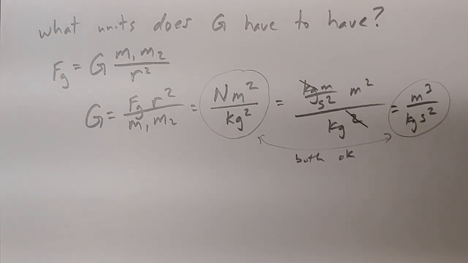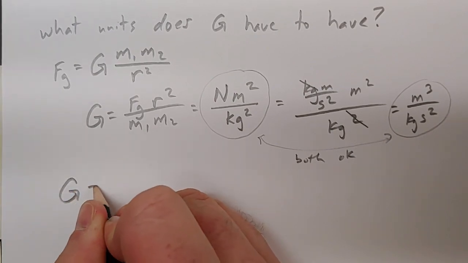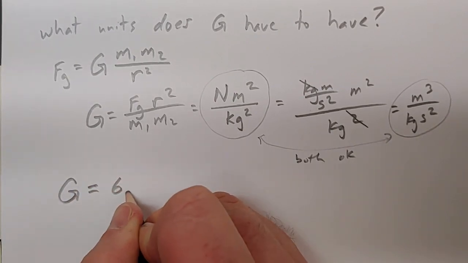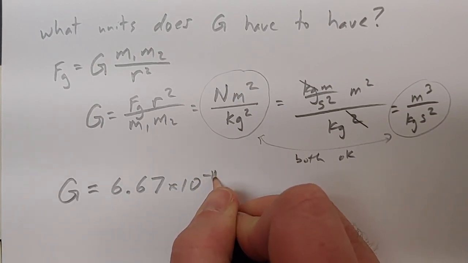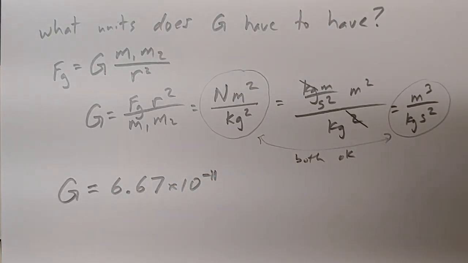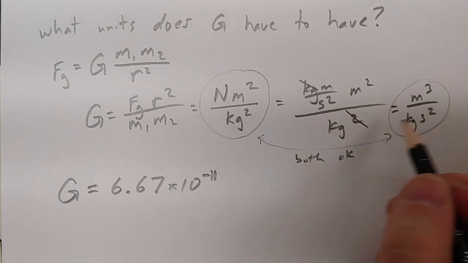And then the actual number for G, which you can always look up in a book if you need it, is on the AP equation sheet. But the actual constant, which you will need for a lot of our problems, is 6.67 times 10 to the negative 11th. And that's going to be in either one of these units.